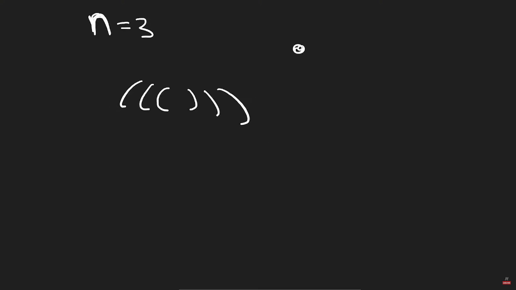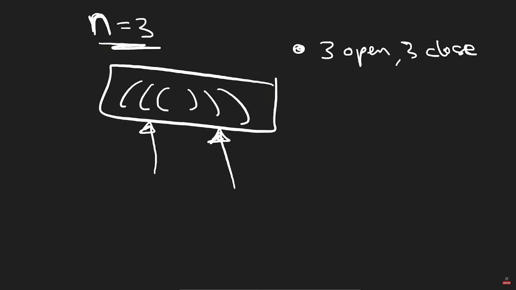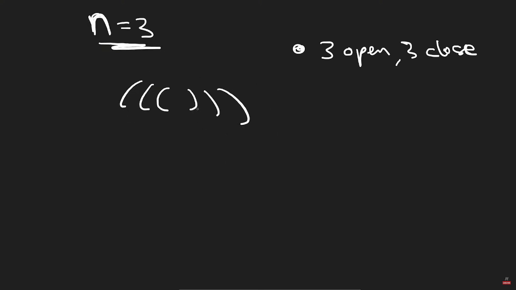Well, the first thing it tells us is that we need 3 open parentheses and 3 closing parentheses, right? That much is pretty obvious, like you could probably figure that out by yourself. If we have 3 pairs, then we definitely need 3 open and 3 closing parentheses. So in total, 6 parentheses. But what about the order of parentheses?